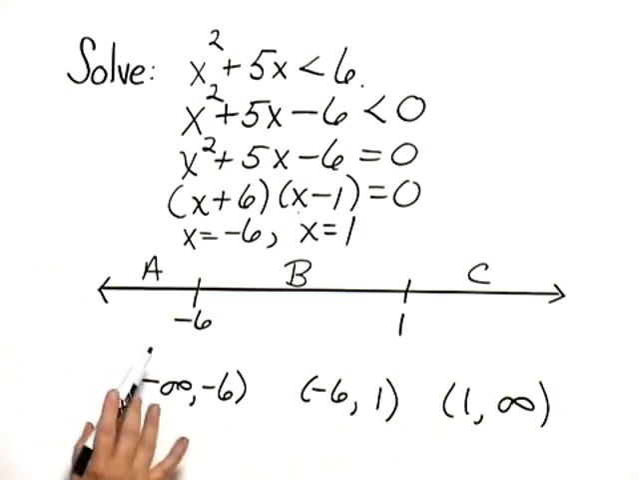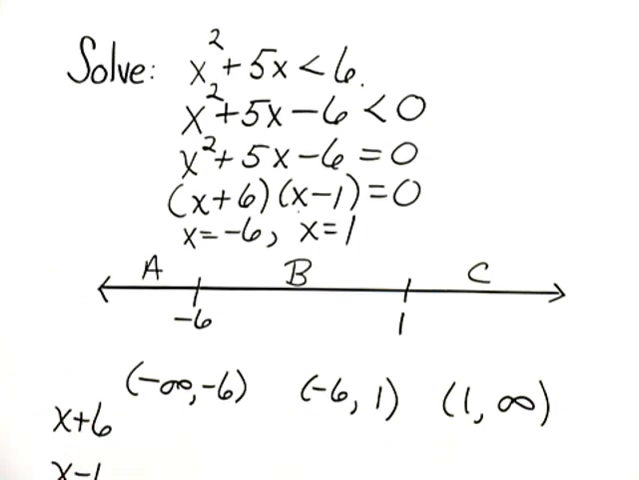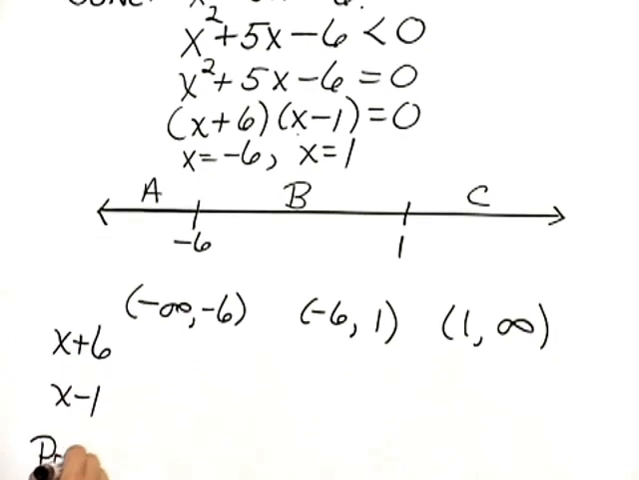And instead of thinking of x squared plus 5x minus 6, let's think of the factored form x plus 6 times x minus 1. Because when we do that, we can really just look at the signs of those factors. And then we'll look at the sign of the product.